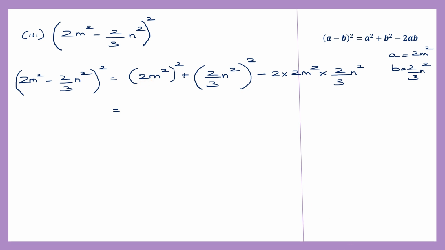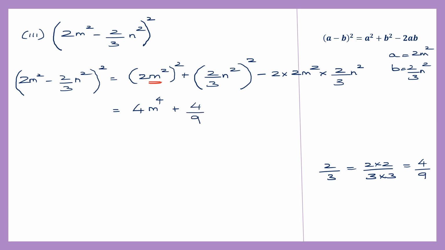2 into 2 is 4 and m square. Now here we have m square which is raised to another power. That means you multiply the powers. So it will be m to the power of 4 plus. Now here we have 2 by 3 n square, the whole square. So first 2 by 3 square. How much will that be? 2 by 3, the whole square means 2 into 2 and 3 into 3. That will be 2 2s are 4, 3 3s are 9. So the number is 4 by 9.